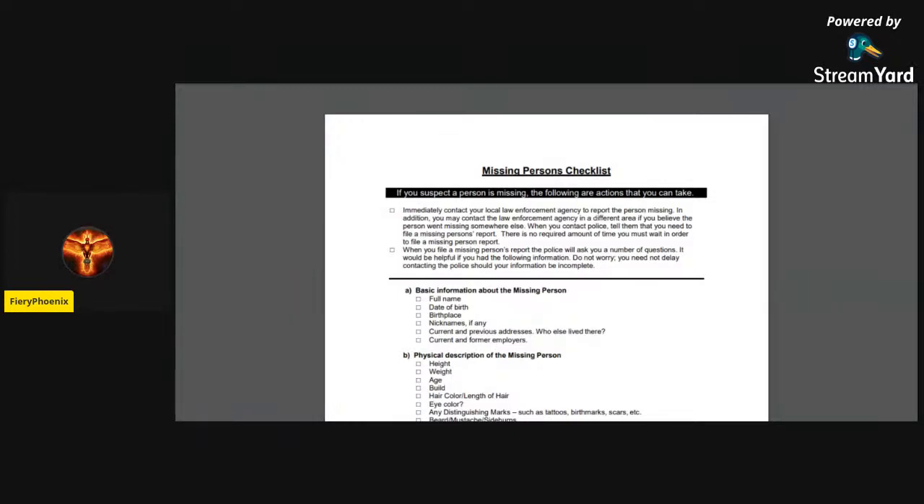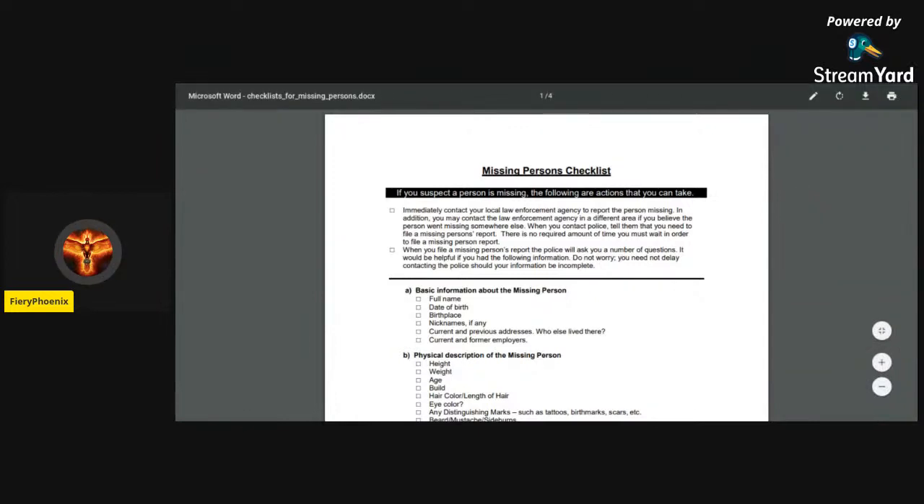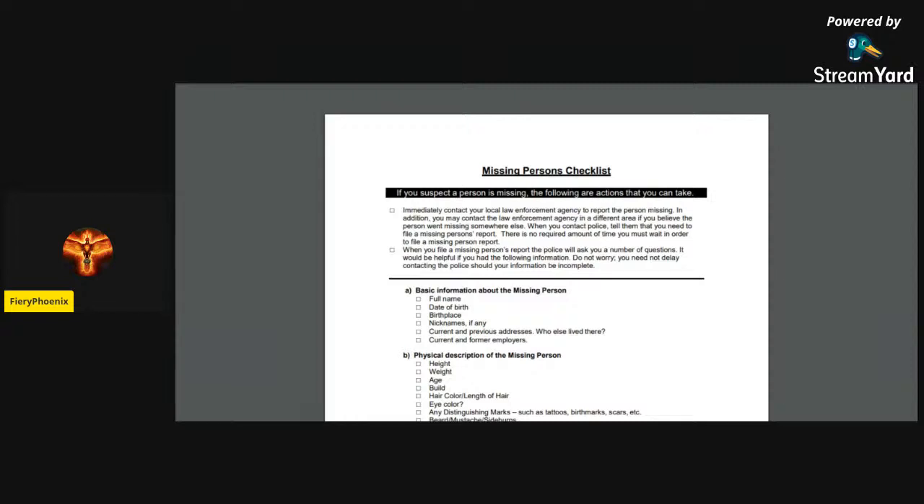What I'm reading: if you suspect a person is missing, the following are actions you can take. The first one is immediately contact your local law enforcement agency to report the person missing. In addition, you may contact the law enforcement agency in a different area if you believe that the person went missing somewhere else. See, I didn't know that. I thought you were supposed to contact your actual law enforcement.